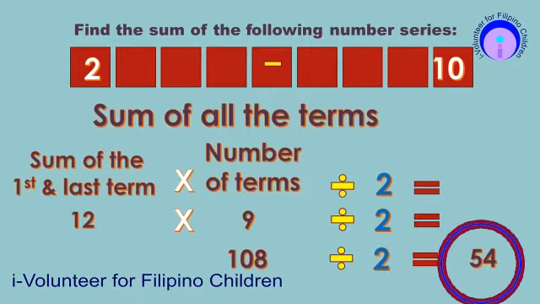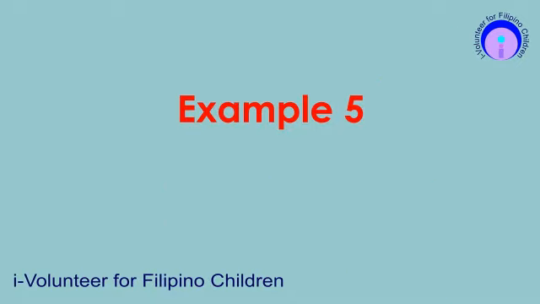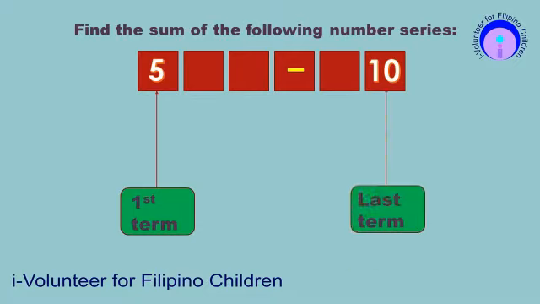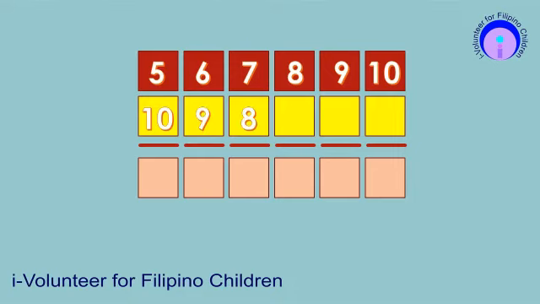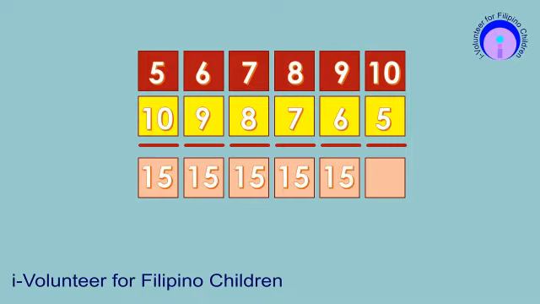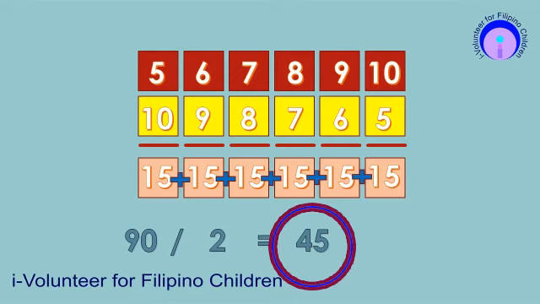The sum is 54. Number series 5 to 10 is equal to 45.